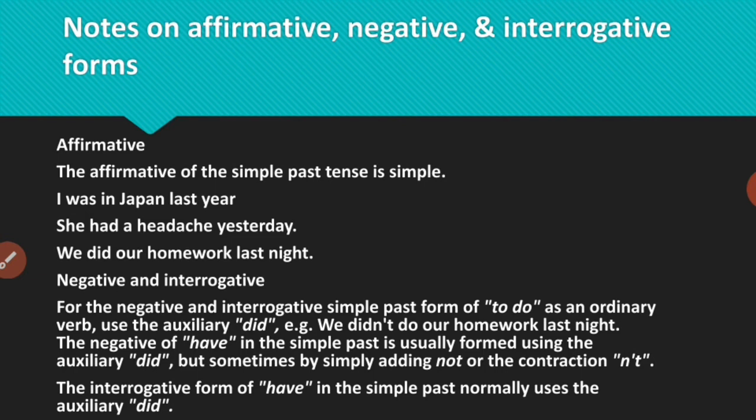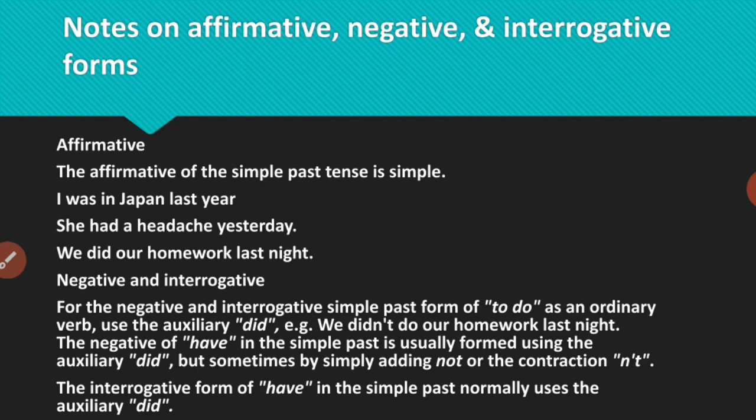The negative of have in the simple past is usually formed using the auxiliary did. It means you have to use have after did. In negative, did not have. Not, you can write here hadn't, because I'm telling about have and had. Had is the second form of have. That's why I want to tell you clearly.